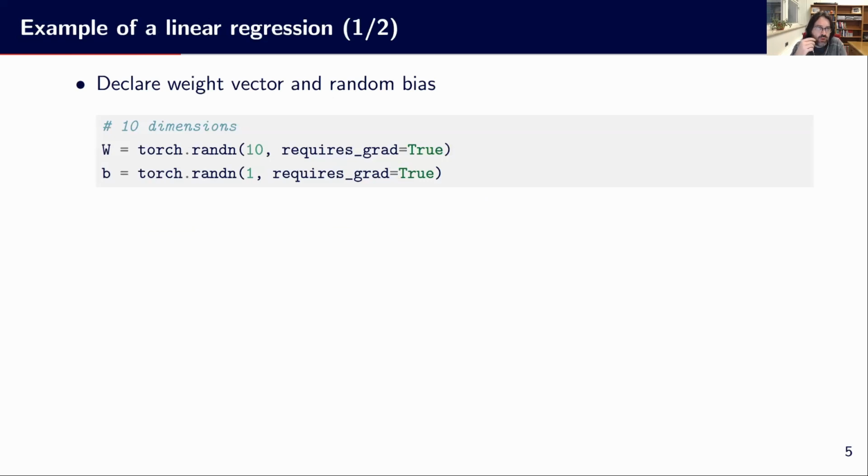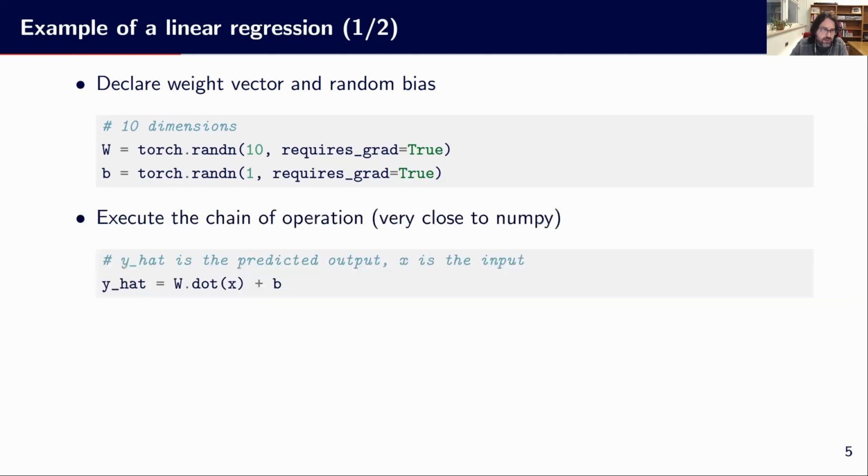So for example, if we are doing a linear regression test, we want to create this. We can declare weight vectors and random biases. We just set, for example, in 10 dimensions, the tensor W and the bias B. We build them with 10 by 1 for W and 1 by 1 for B. Then we can execute the prediction according to a linear regression model. It's basically linear regression: we have an X, we want to evaluate the Y hat value. So we simply take W dot X plus B, which corresponds to our basic linear model.